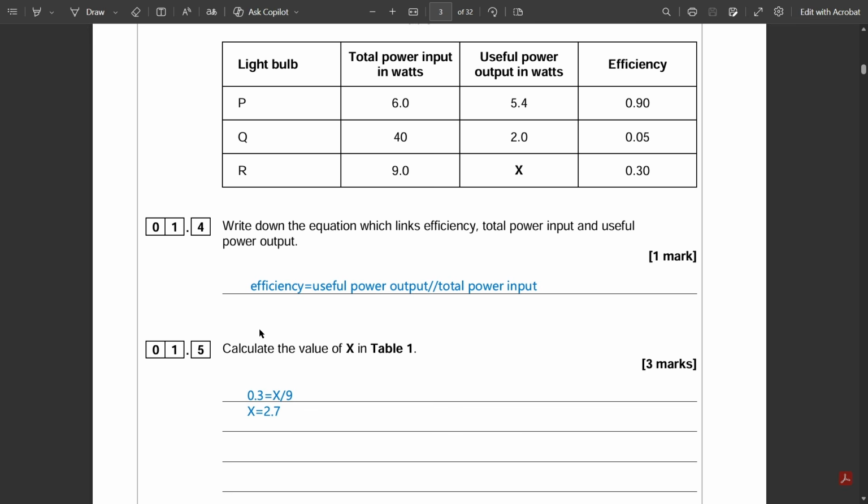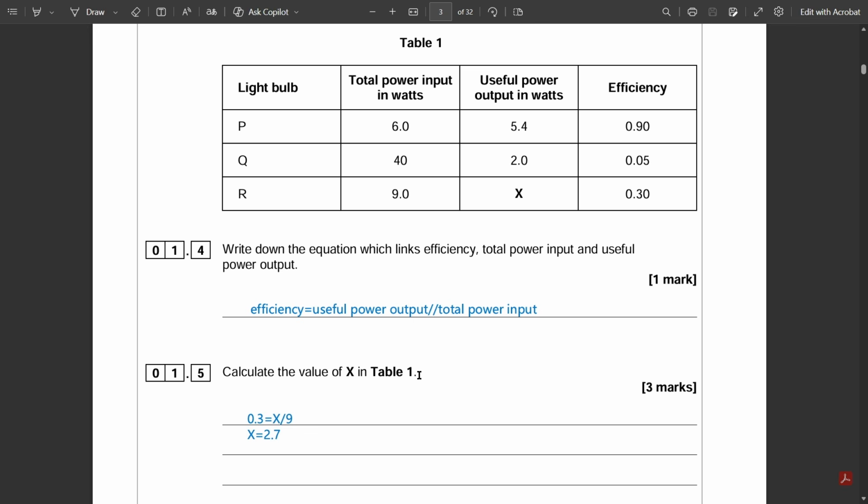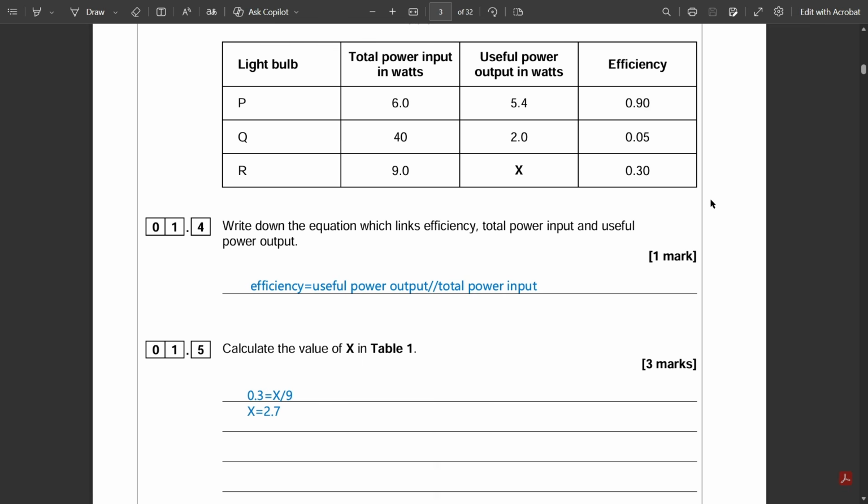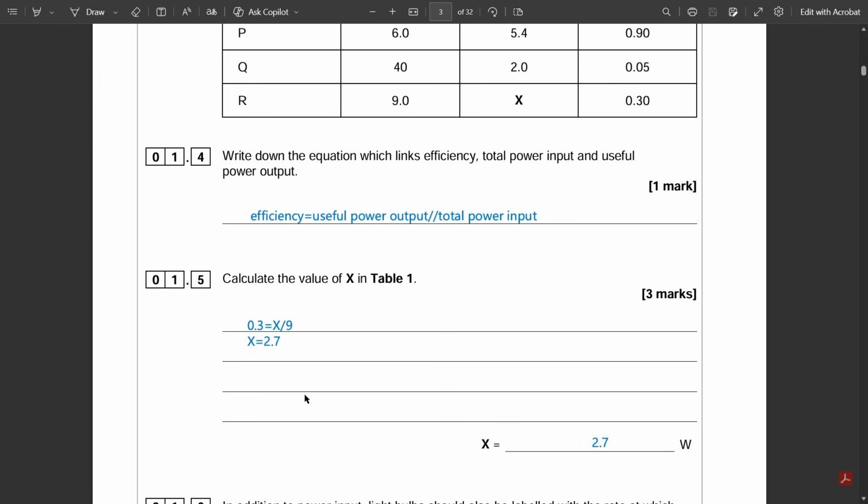And then we're asked to calculate the value of X in table 1. And we just rearrange the formula. So the efficiency is 0.3, the useful power output is X, and the total power input is 9, so it's 0.3 equals X over 9. Rearranging, you get X equals 2.7 watts.